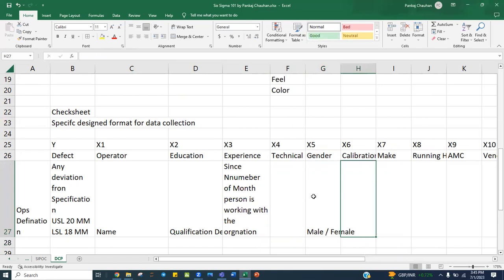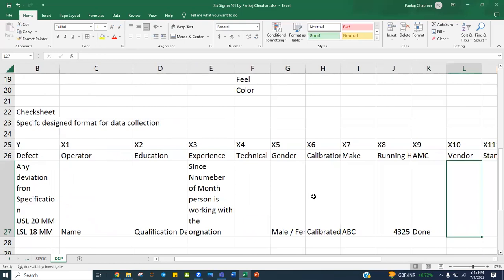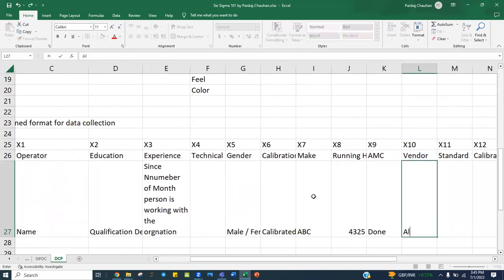You can say calibration of the machine: yes, the machine was calibrated. Then make of the machine, let's say suppose it was an ABC machine company. Running hours, it was running at 4,325 hours. AMC was done, annual maintenance contract. Vendor was, let's say, Alpha vendor. Standard we followed for this: yes, the method was the standard method. Like this only you will be writing the operational definition.